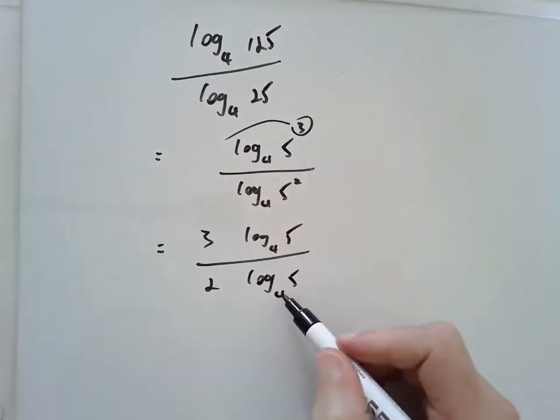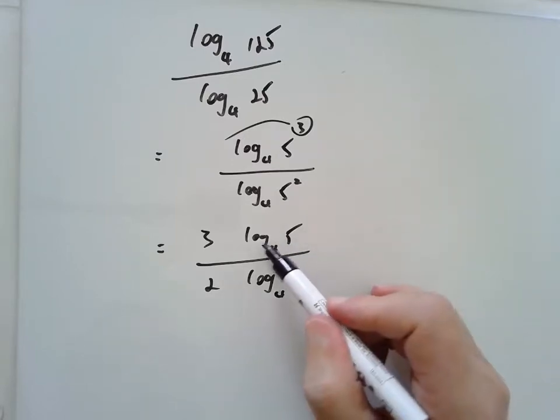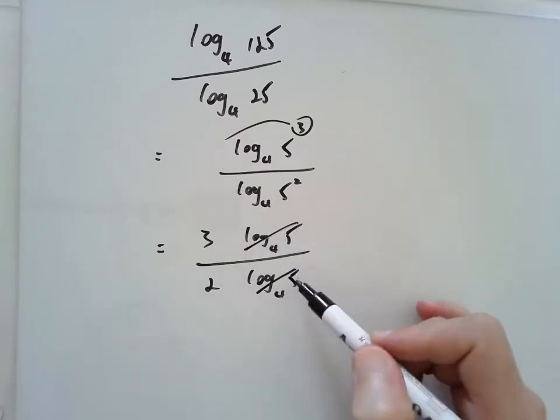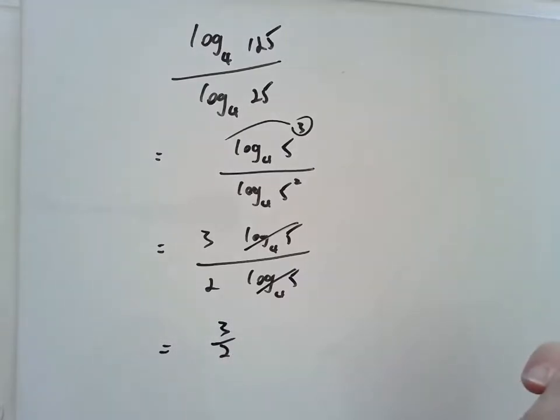And although I have no idea what log to base 4 of 5 is without a calculator, I do know that anything divided by itself is just 1, so they cancel out. And we get 3 on 2, which is clearly different than this answer up here that we got before of 1.